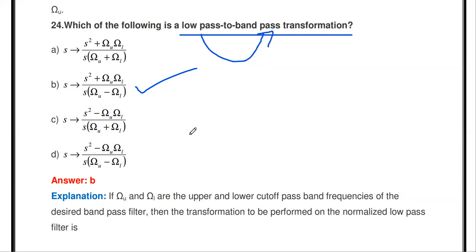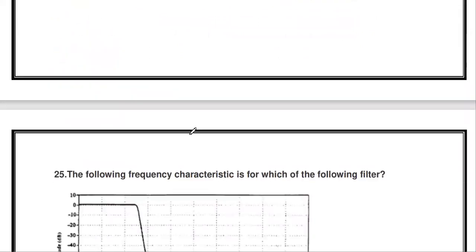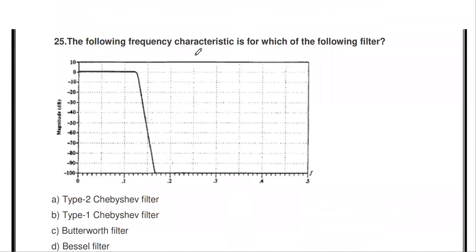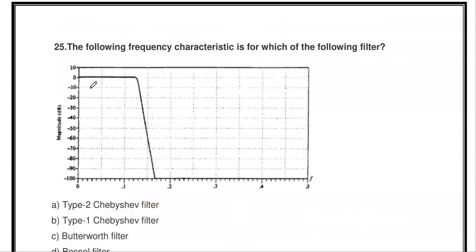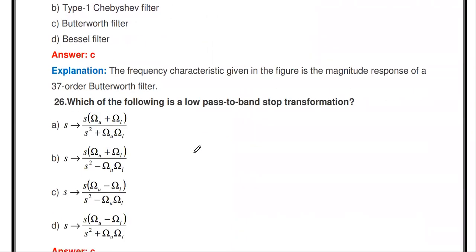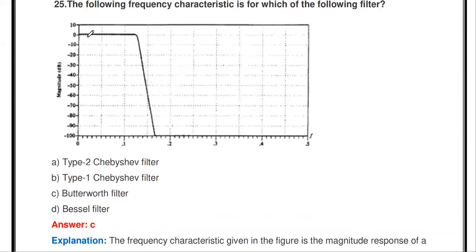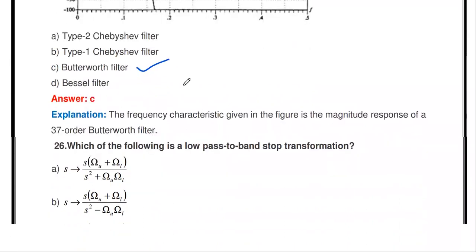Just remember it. Then the next question: the following frequency characteristics is for which of the following filters? Here you see we get a flat pass band and a flat stop band. So this one is the Butterworth filter. You already know the Butterworth filter has a flat pass band and flat stop band. This response is the Butterworth filter characteristic.